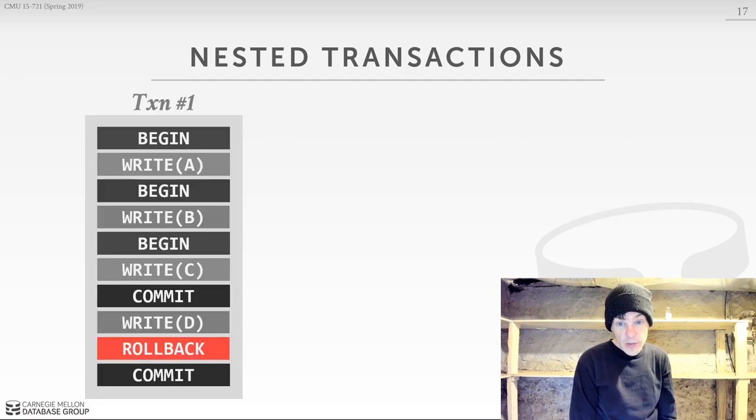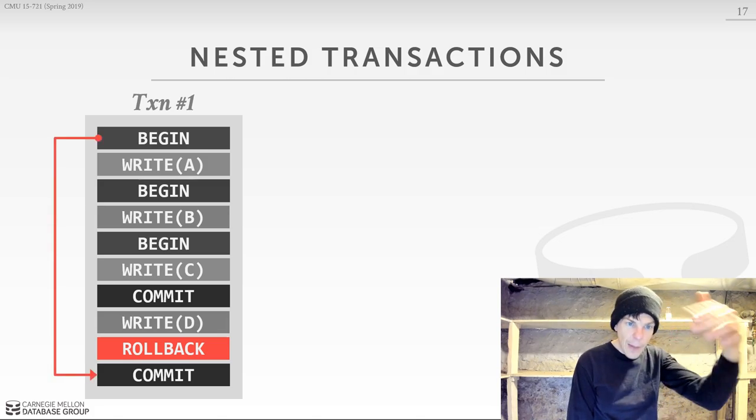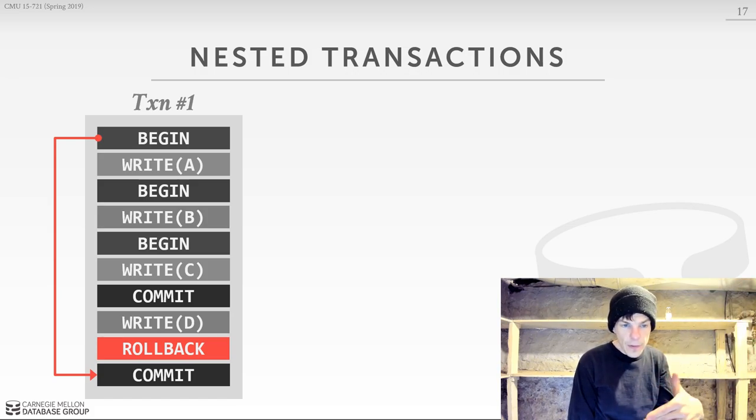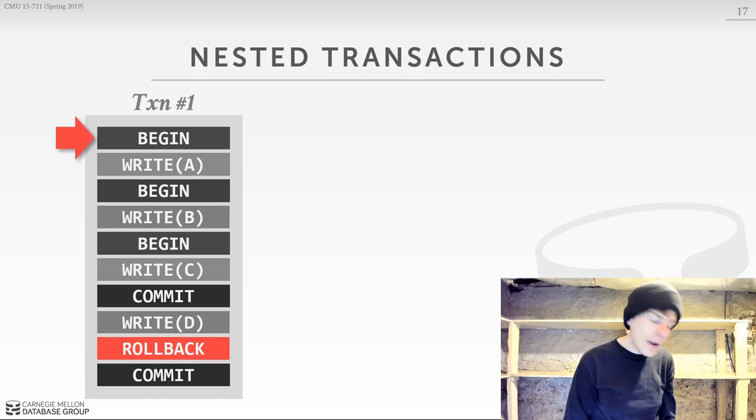So let's look at an example of a nested transaction. Again, the way to think about this is that inside of our transaction, we're going to have all these nested begins and commits, but the final outcome for the topmost begin depends on the last commit that corresponds to it. So let's say our transaction starts, we do a begin, and again, underneath the covers, we could be maintaining save points. It doesn't matter, right?